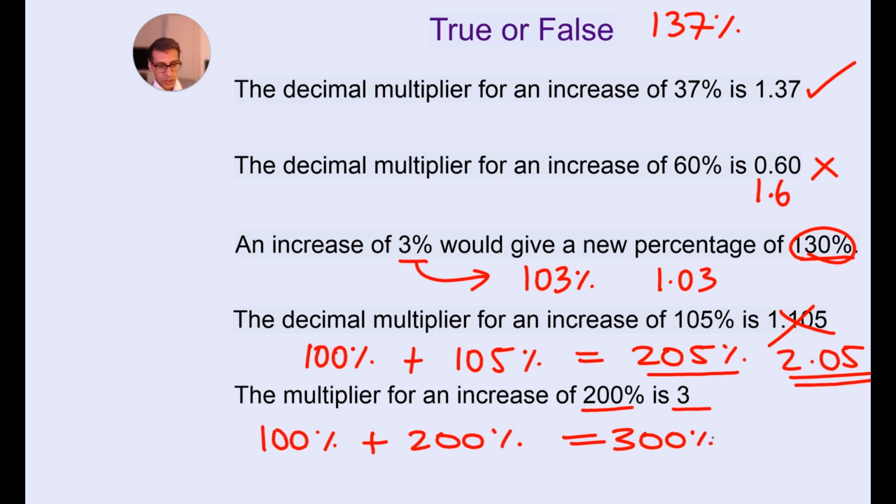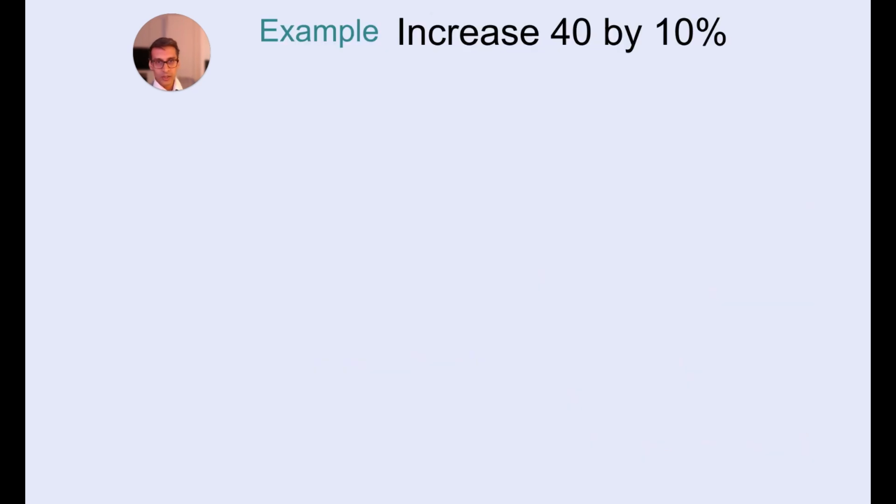So when you divide 300 by 100, you do get 3. So this is indeed true. All right, let's use this knowledge now. We're going to use these multipliers that we've been working out on a calculator to work out some answers. So here's an example here.